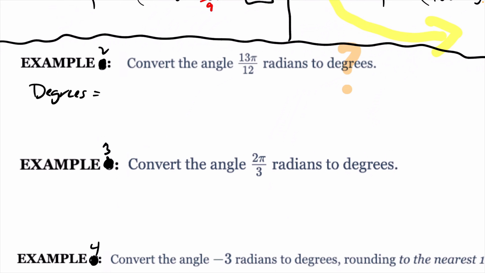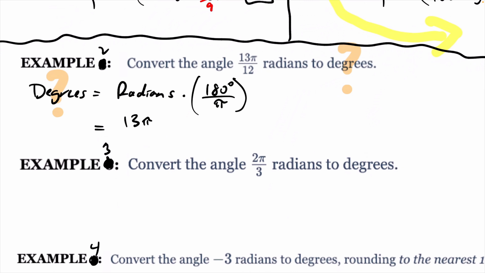Degrees equals radians times 180 degrees over pi. Well, we don't know degrees. That's why we're using this formula. I'm not using the other formula. But they tell me radians. The radians is 13 pi over 12.